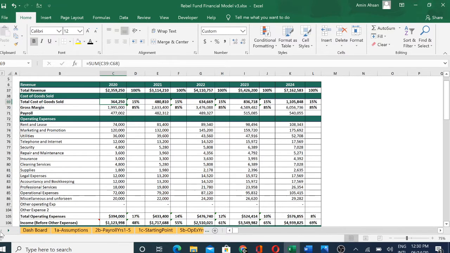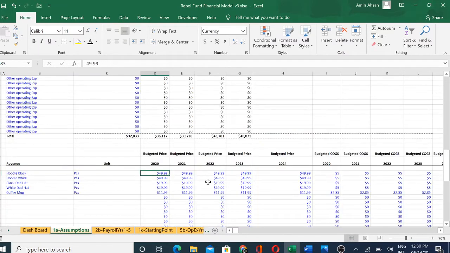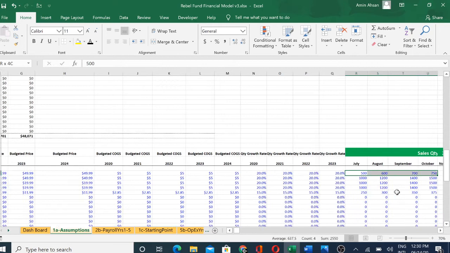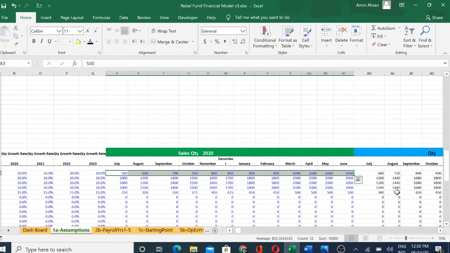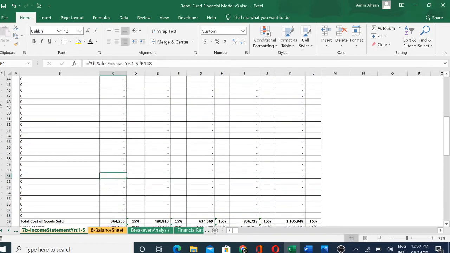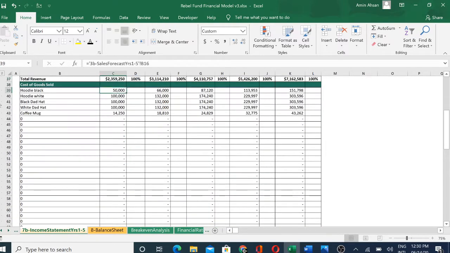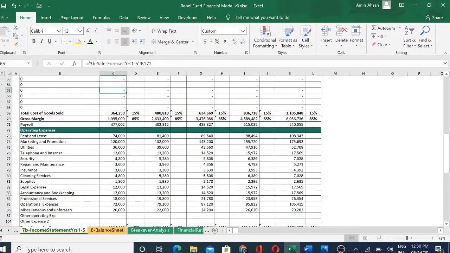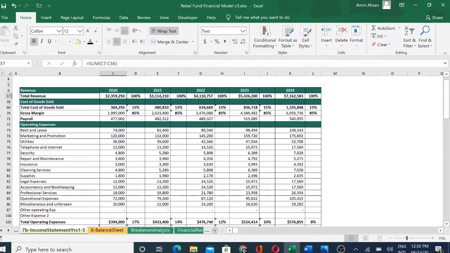Here you can see the cost of goods sold: 5 multiplied by 10,000. It's 50,000. So this is the cost of goods sold for the first product. Let me check. It's 50,000. You can see that. Now you can calculate every other product and cross check it.